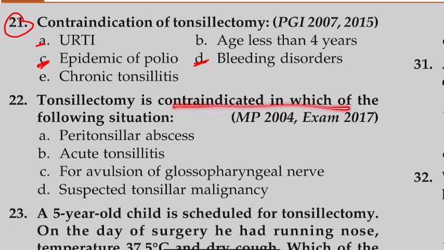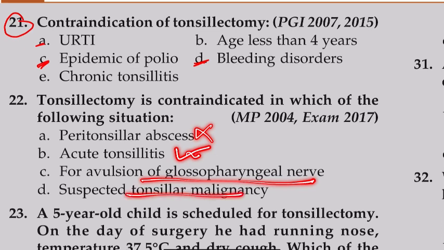Tonsillectomy is contraindicated in which of the following situation? Peritonsillar abscess, no. Acute tonsillitis, no, it is what? It is contraindicated. Yes, in acute tonsillitis it is contraindicated, right? For avulsion of glossopharyngeal knob, yes, it is what? It is indicated, not contraindicated. Suspected tonsillar malignancies, it is indicated, not contraindicated. So acute tonsillitis is where tonsillectomy is contraindicated.